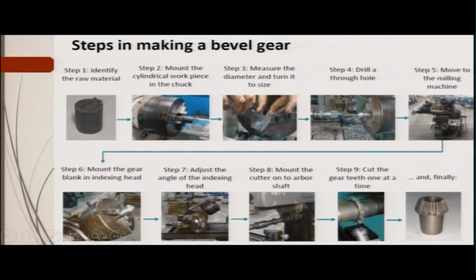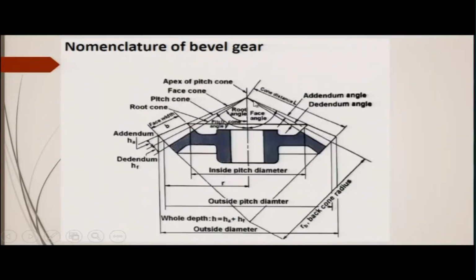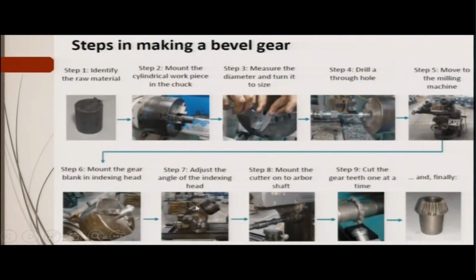Now, this is the indexing head. Adjust the angle of the indexing head, because this will be the same as the angle that has been calculated here, this angle. Without that you cannot cut the bevel gear. So, you are adjusting the head angle and mounting the cutter on the arbor of the shaft. This is the horizontal milling machine that is used for cutting the bevel gear, and here is the cutter. How to select the cutter is a standard procedure.